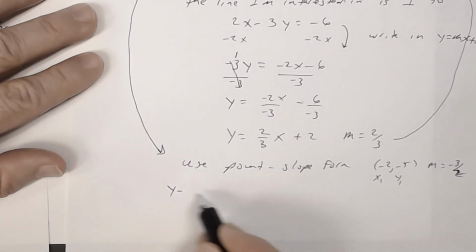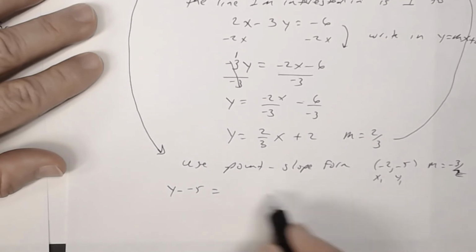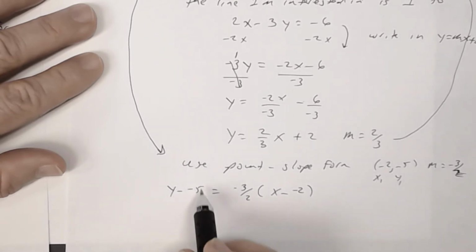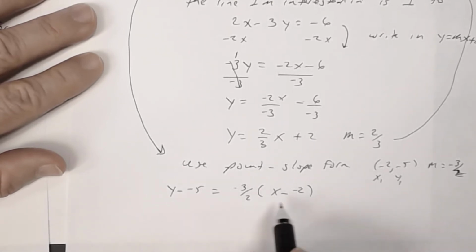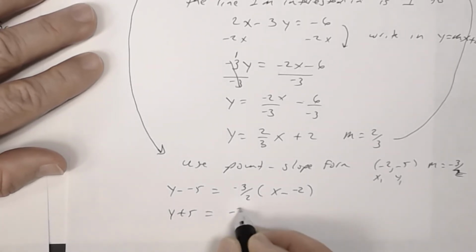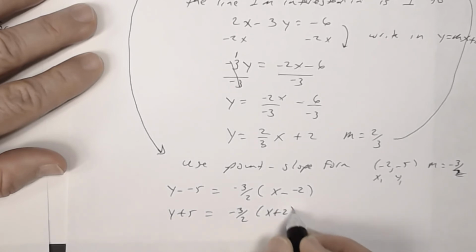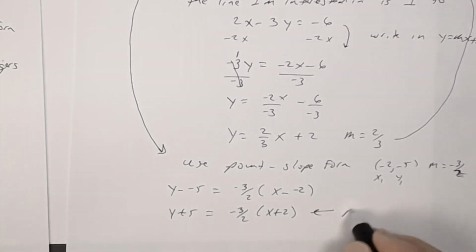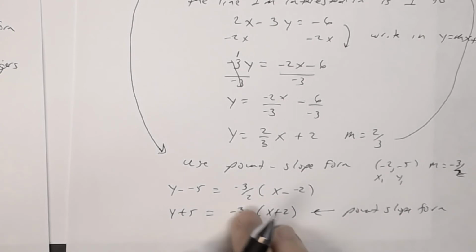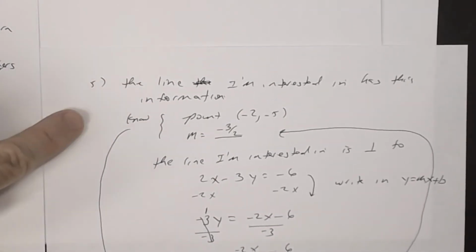So y minus y1, which is negative 5, equals the slope, which is negative 3/2, times x minus x1, which is negative 2. But remember, you want to rewrite y minus negative 5 and x minus negative 2. So you want to say y plus 5 equals negative 3/2 times x plus 2. So this is point slope form of the equation I'm interested in.